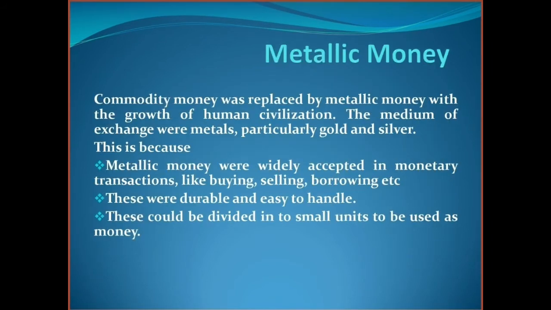Commodity money was replaced by metallic money with growth of human civilization. The medium of exchange were metals, particularly gold and silver. This is because these were widely accepted in monetary transactions like buying, selling and borrowing. This metallic money was durable and easy to handle. These could be divided into small units to be used as money.